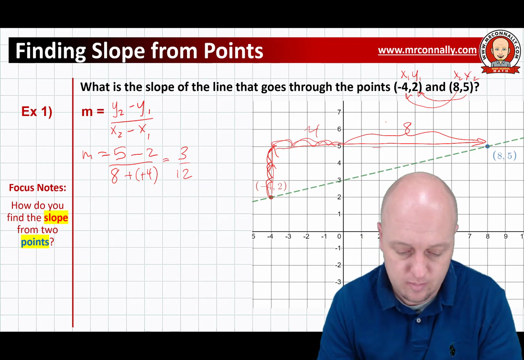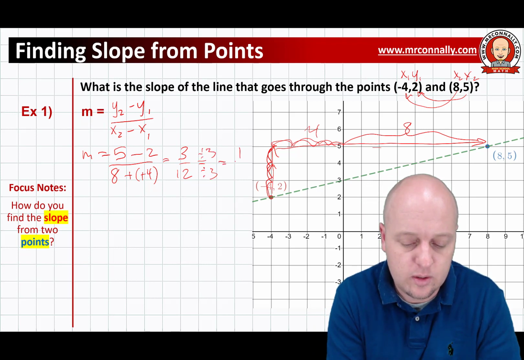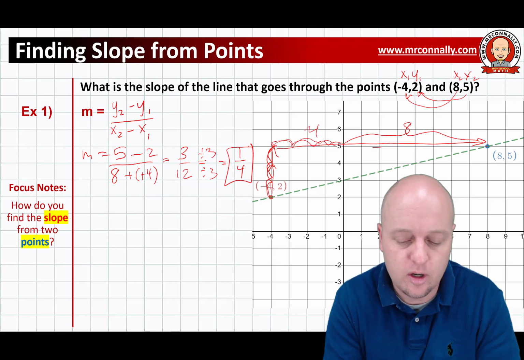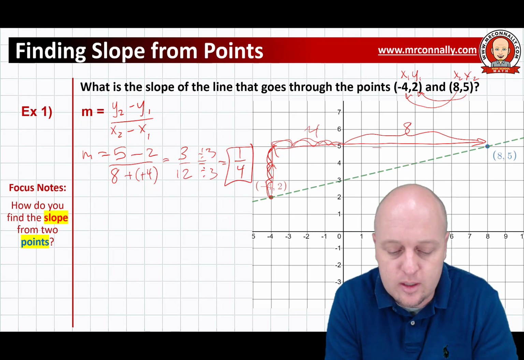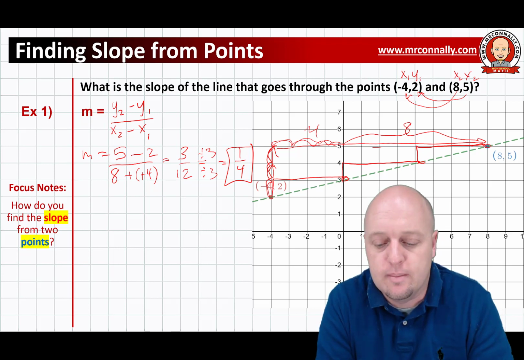It does become 3 over 12. Okay, let's simplify this a little bit. These both divide by 3, and my answer is 1/4. So the slope of this is 1/4. And if you notice, that's saying I go up 1 and over 4, up 1 and over 4, up 1 and over 4. And look at that. Each time I do that, I end up being on the line. That's how the slope helps you find the graph.